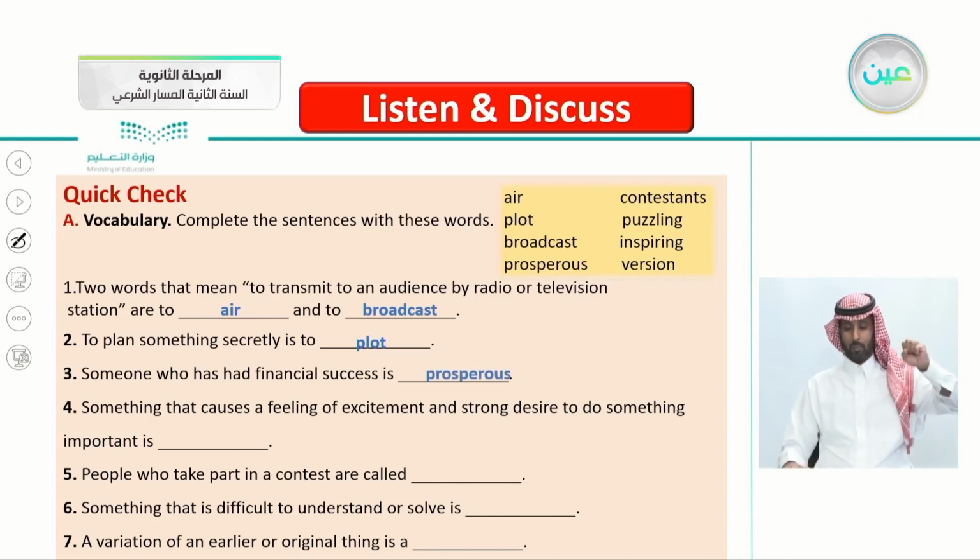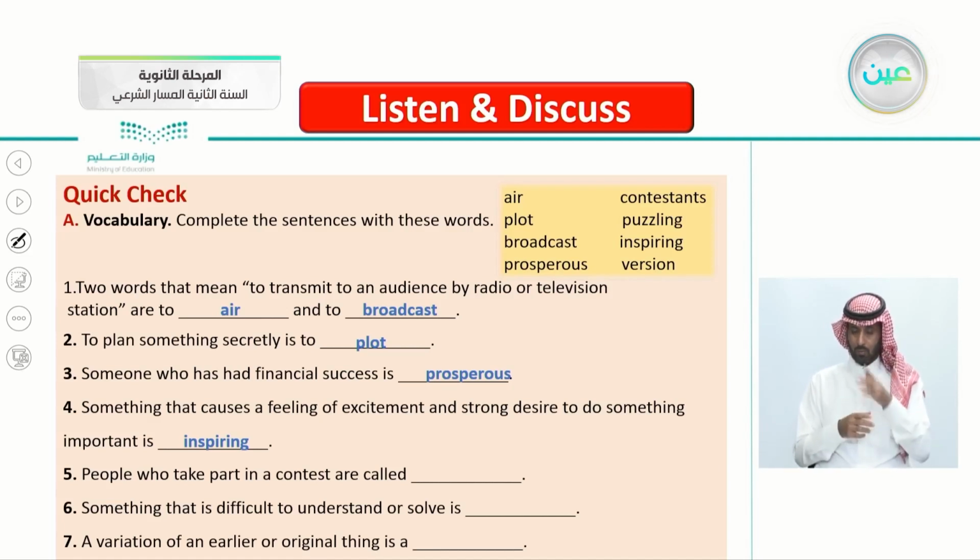Number 4, something that causes a feeling of excitement and strong desire to do something important is, yes, inspiring. To inspire someone is to make him do something. Number 5, people who take part in a contest are called, what do they call people who take part in a contest? That's correct, contestants.